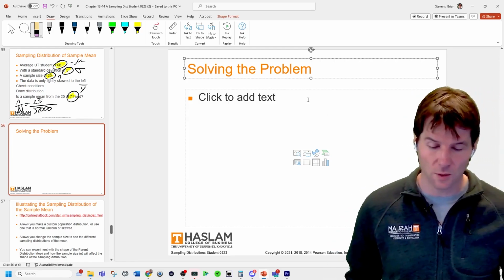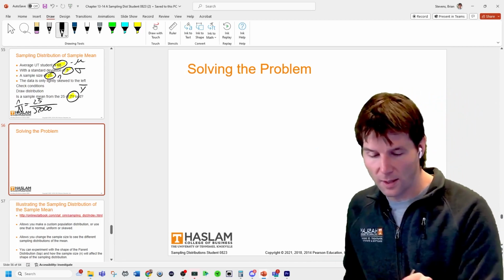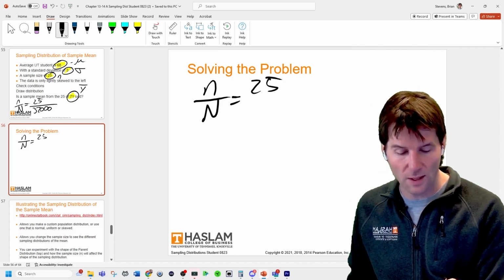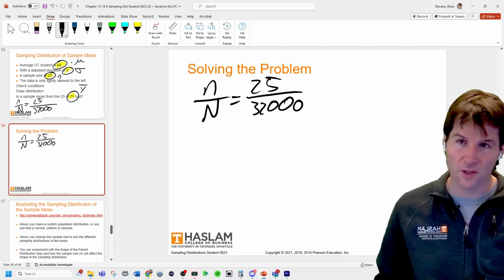Question 2, did we take less than 10% of the population? Remember, we solved this with the sample size over the population size, and we took a sample of 25, divide that by the 3,200, and it's way less than 10%.